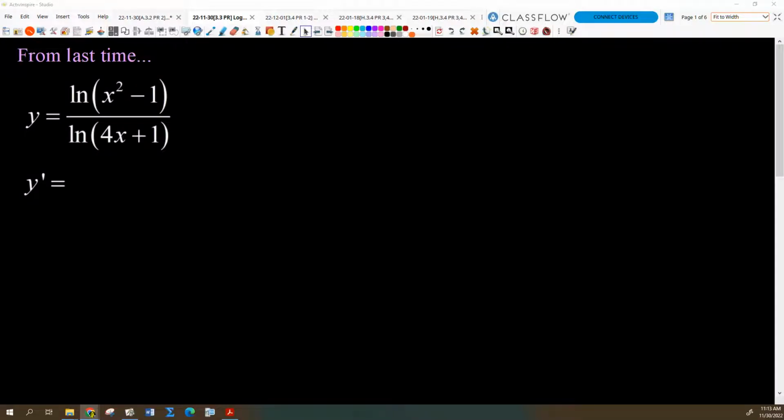So yesterday we were talking derivatives of log functions. Let's just try a few more of those. So what about one like this? Is there any way to make this one easier?